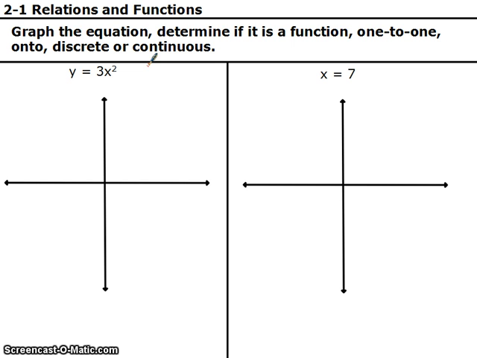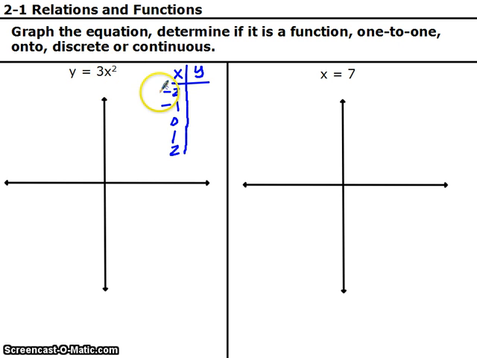So to go along with this, I have one more thing. I want us to graph each one of these, and determine if it's a function, one-to-one, onto, discrete, or continuous. All right, so y = 3x². We're going to make a little table of values here. We're going to do an XY table just to get a few points so we can kind of see what this looks like. Okay, we're just doing a sketch. We're not going to be graphing these very, very nicely. So -2, -1, 0, 1, 2. That's kind of the go-to x values, and then we plug them in.